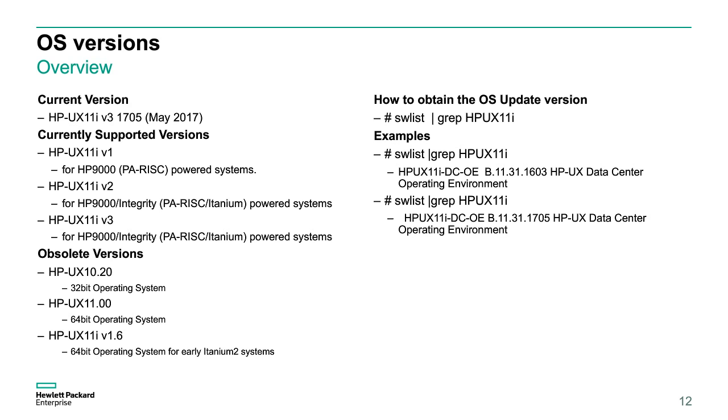So the currently supported versions are 11i v1, 11i v2, and 11i v3. Of course, HP-UX 11i v1 is PA-RISC HP 9000 version only, whereas v2 and v3 are both available for PA-RISC or Itanium. And then the obsolete versions are shown below, but we do have some capability to migrate these to the latest platform, as I'll talk about later.